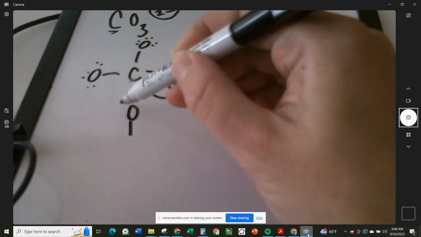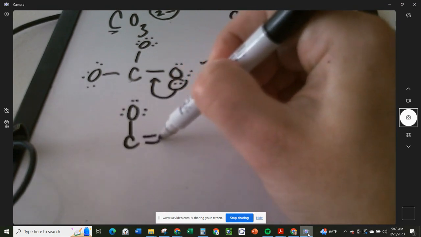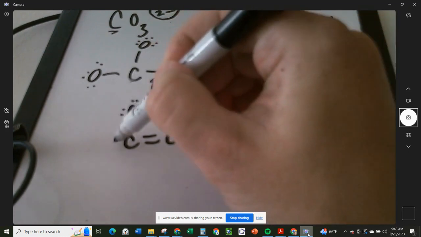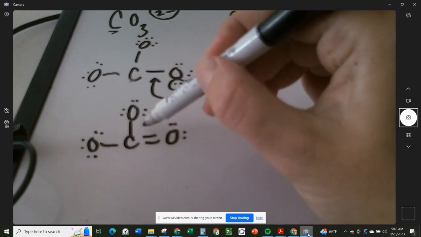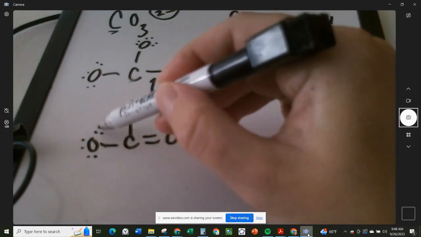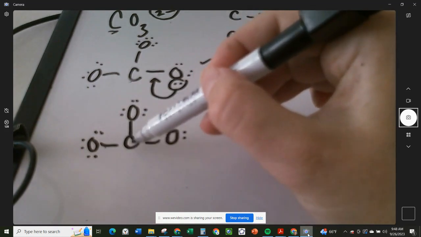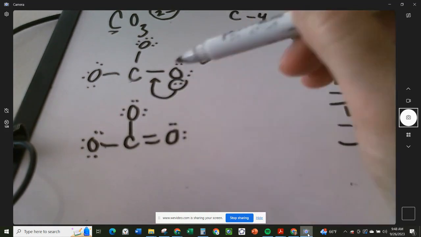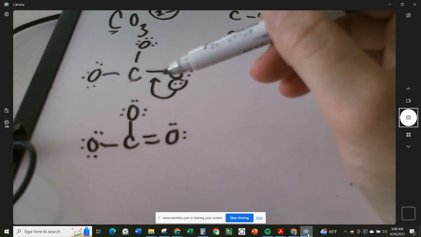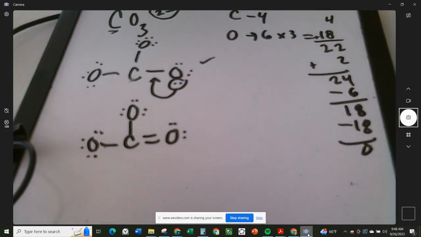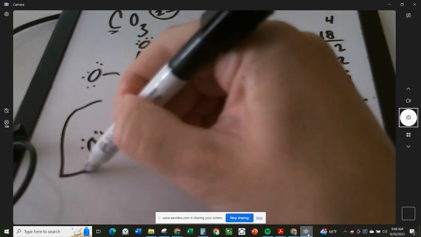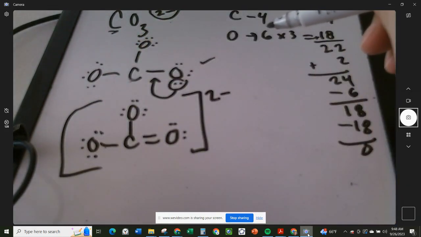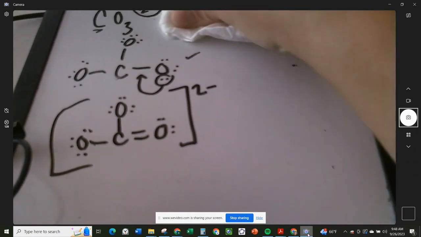So we'll have oxygen, carbon, double-bonded oxygen with 2 lone pairs, oxygen. Now around this carbon we have 2, 4, 6, 8. This oxygen still has 2, 4, 6, 8. This oxygen has 2, 4, 6, 8. If it's touching the bond, it counts those electrons. So that's our Lewis structure for CO3, and we need to show that it's an ion. So in here we have 2 extra electrons, 2 minus. CO3 2 minus.